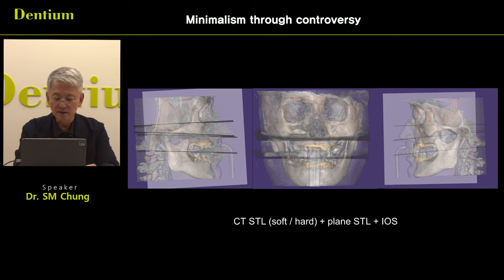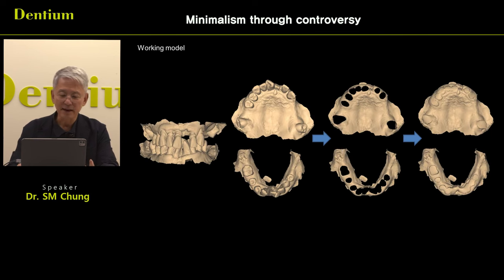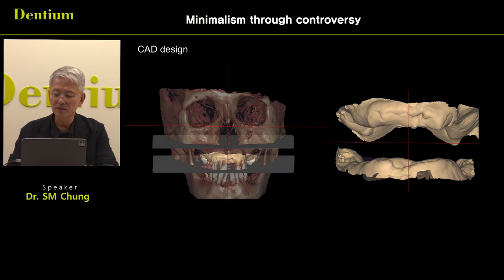And the CT STL and the intraoral scanning images, we do stitching together. We try to find the ideal occlusal plane. And after that, we try to reconstruct the tooth on exocad, making a model and re-stitching together. And also we tried to make an occlusal plane for the virtual setups.